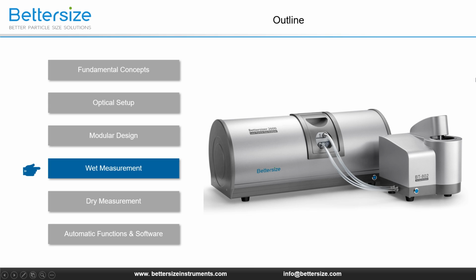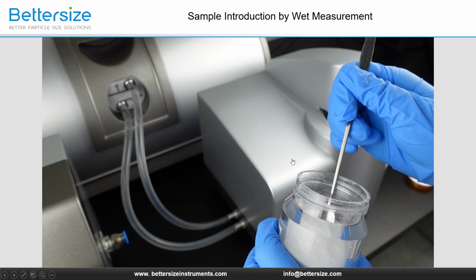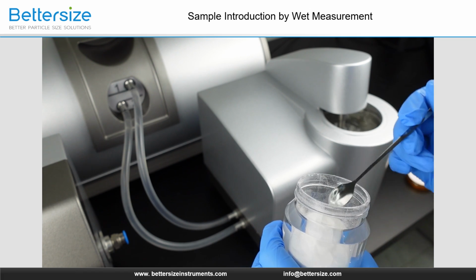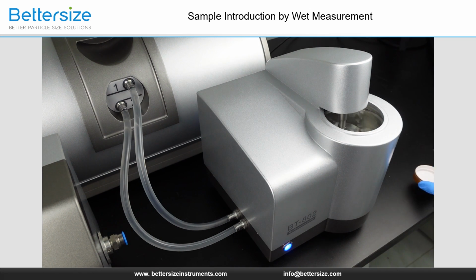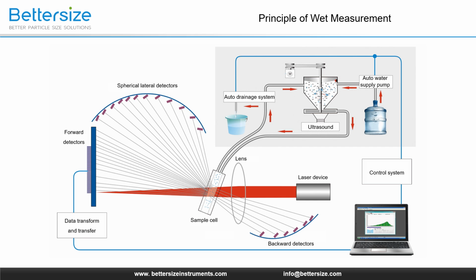Now, I'm going to explain how the Bettersizer 2600 completes a wet measurement and some important notes that you should know. When performing a wet measurement, the first step is to introduce the sample into the dispersion module. Add a small amount of sample a few times by yourself, and the analyzer will take over the rest of the work. How does the wet measurement work?